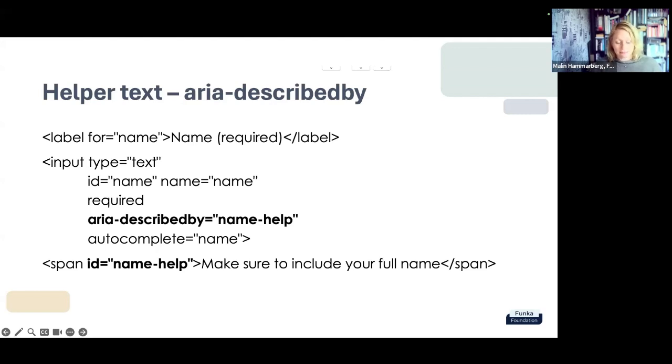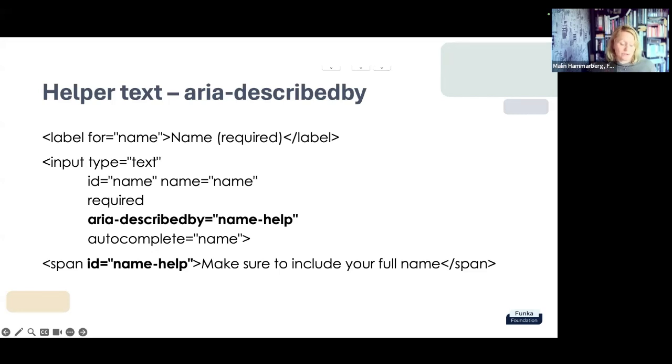Helper text, the text we had underneath the form. So here's that aria-describedby attribute in action. It connects the help text to the input field. So when a screen reader user focuses on the field, they will hear name, required, edit text, make sure to include your full name. So they will get that information in their announcement. The help text is announced automatically. So this ensures that everyone gets that guidance, not just people who can see it visually.